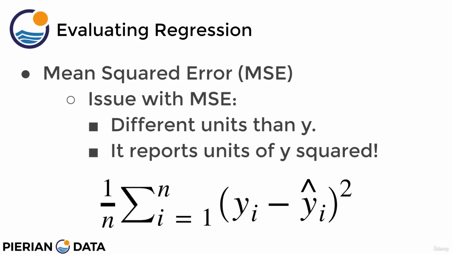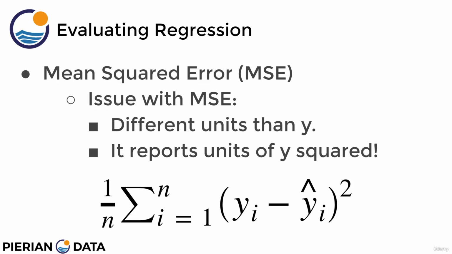Now there is an issue with mean squared error, and fundamentally the issue is that it's actually reporting back your error in different units than your original y value. So what it's actually reporting are units of y squared. If we think back to the example of predicting the price of a house, mean absolute error would report back your error in terms of dollars. It would say, on average, you're off by X amount of dollars.